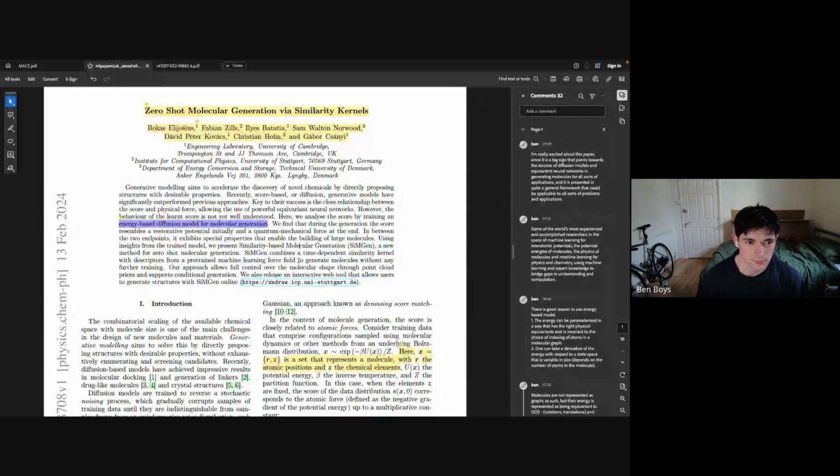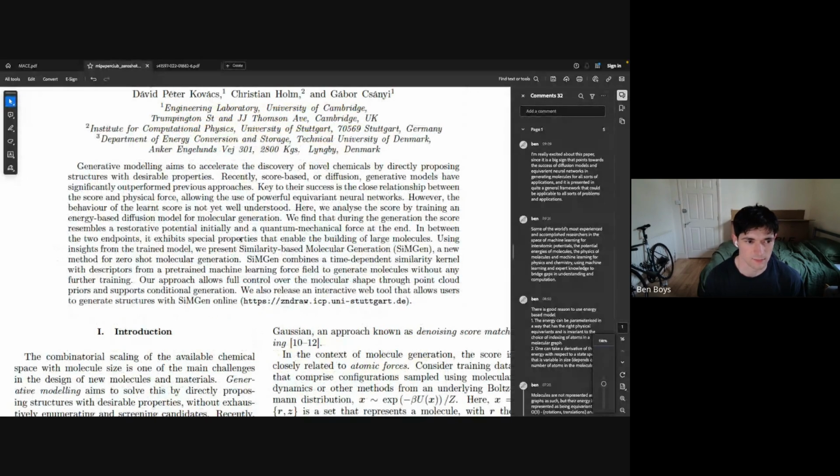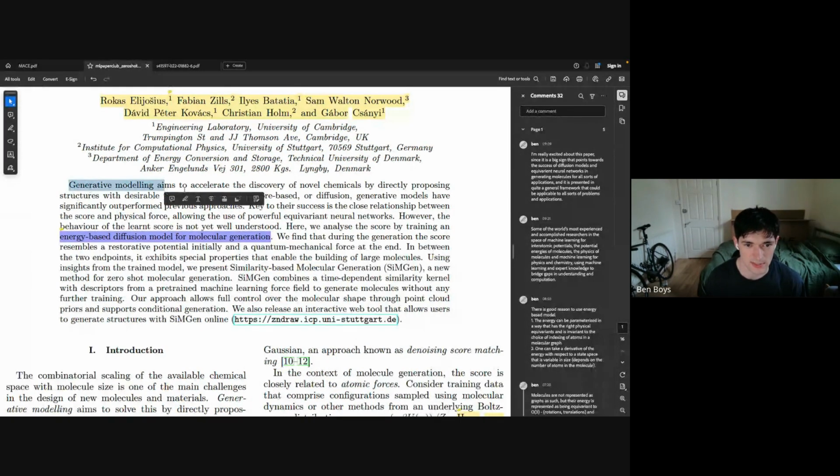So let's read the abstract just to give us an idea and bring us to the same page. Generative modeling aims to accelerate the discovery of novel chemicals by directly proposing structures with desirable properties. Recently, score-based diffusion generative models have significantly outperformed various approaches. And key to their success is a close relationship between the score and physical force, allowing for the use of powerful equivariant neural networks. However, the behavior of the learned score is not yet well understood. Here, we analyze the score by training an energy-based diffusion model for molecular generation.